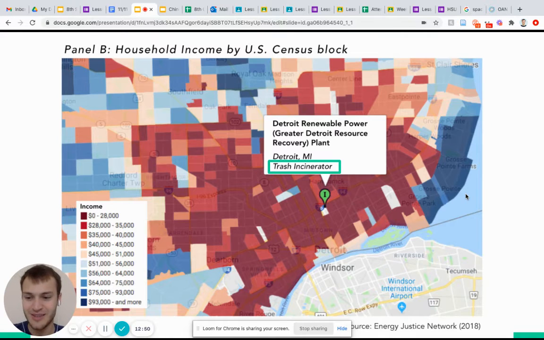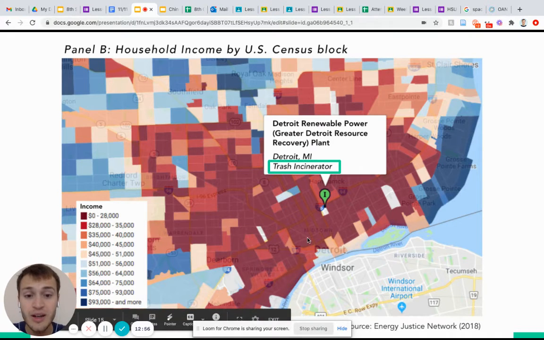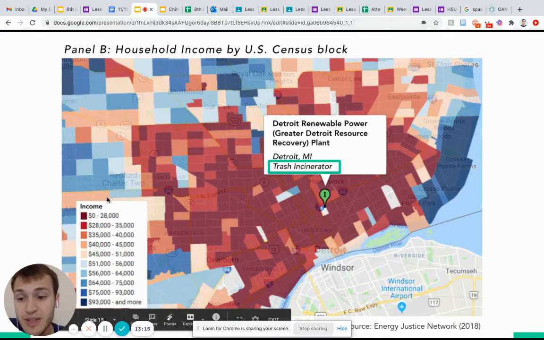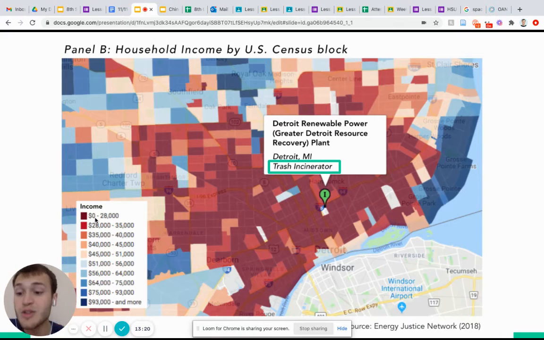Why would they do that? Detroit is heavily populated. There are like 1 million people that live right in here, or there were. Now there are not so many, but there were 1 million people that lived here. And why would you put this power plant right in the middle of a heavily populated area? Well, the colors on this map might tell you all you need to know. So all these red places are areas of low income. So the deep red, those are people that make on average between $0 and $28,000 a year.